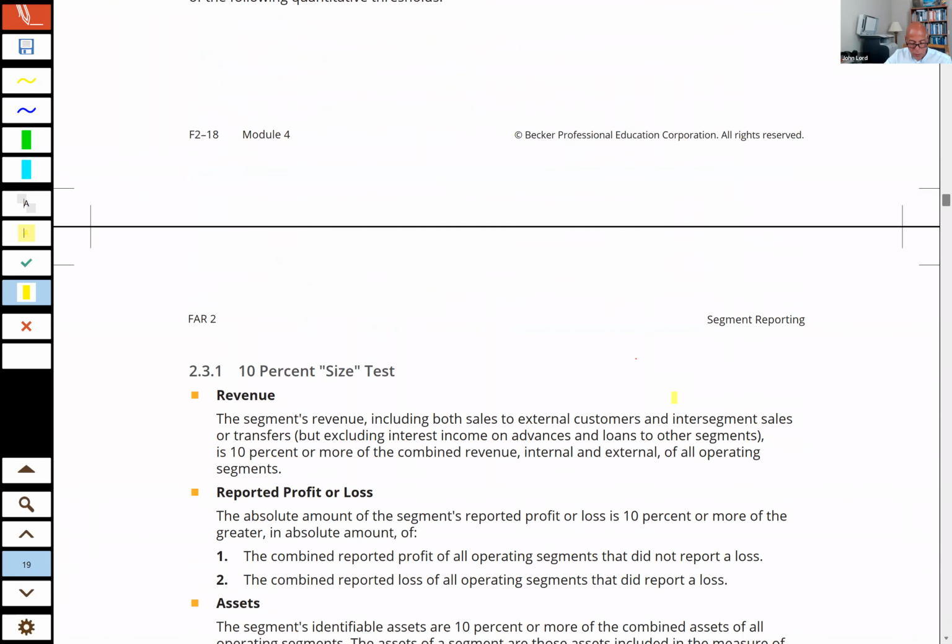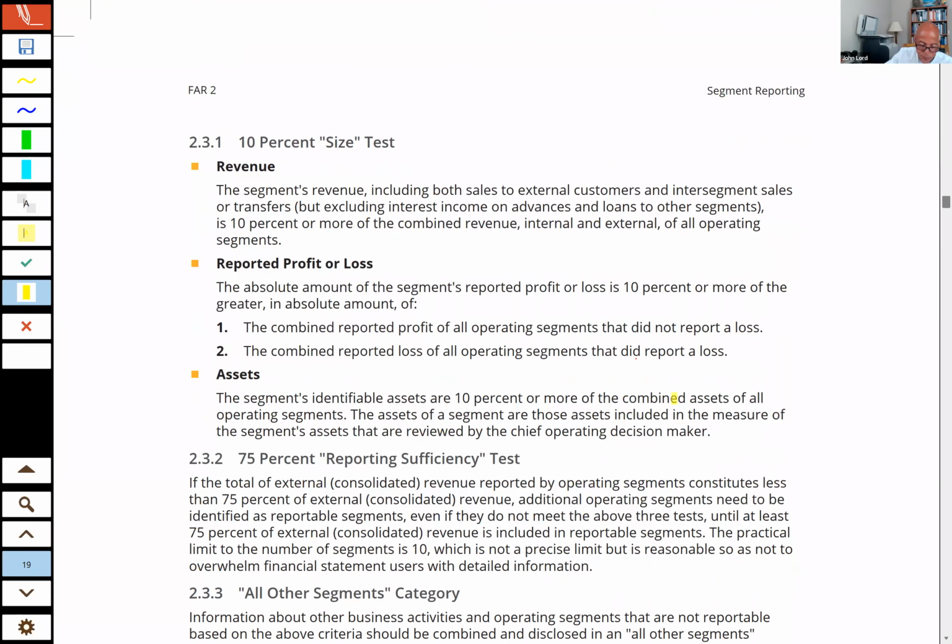Okay, so we have 3 tests. All of them are 10% size tests. We have the revenue test, we have the reported profit or loss test, we have the asset test. And a segment only needs to meet one of these tests to be considered a reportable segment. So if you don't make it on the revenue test, you may have to disclose that segment based on the reported profit or loss or asset test.